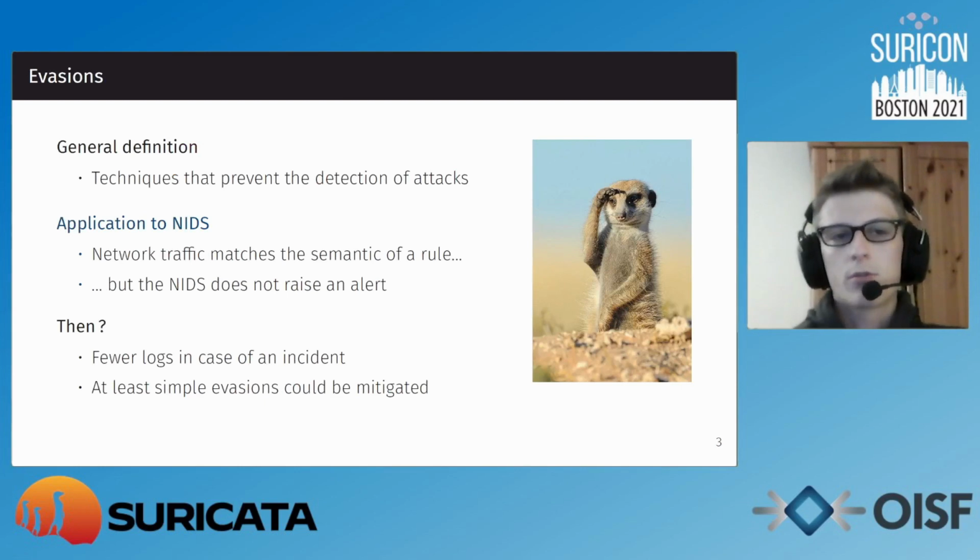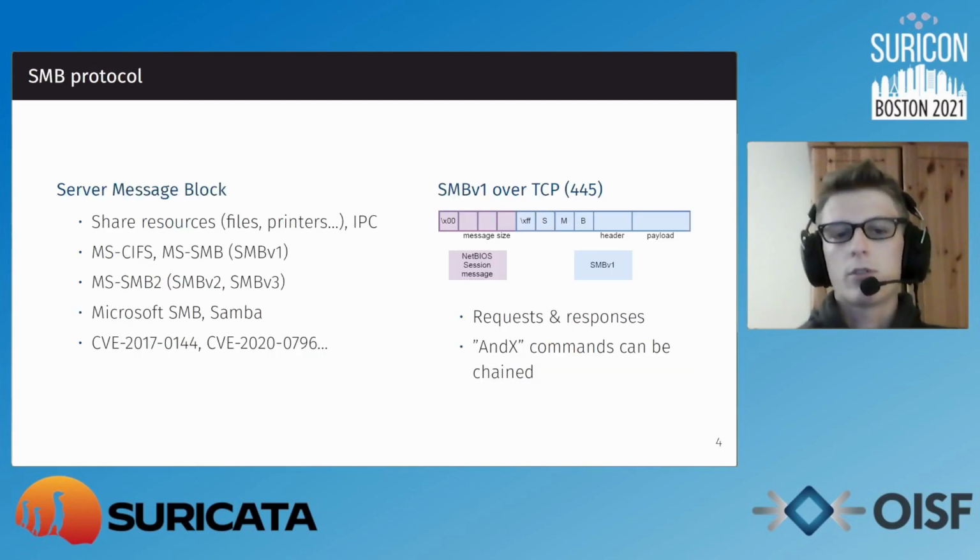So firstly, what is an evasion? An evasion is a technique that prevents the detection of attacks. When it is applied to a network IDS, it is the fact that the network traffic matches the semantic of a rule, but for example, Suricata does not raise an alert. And when that is the case, there are fewer logs, and so to avoid this, we can at least mitigate simple evasions.